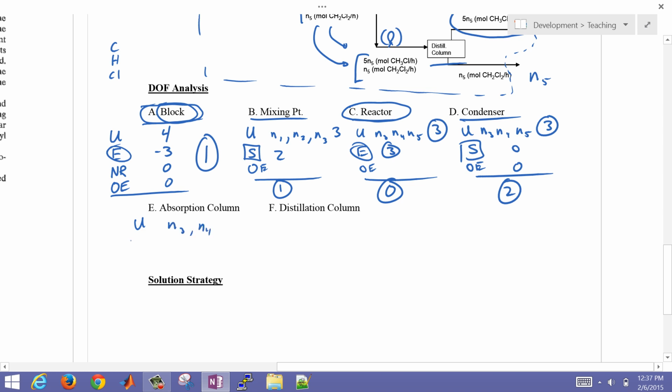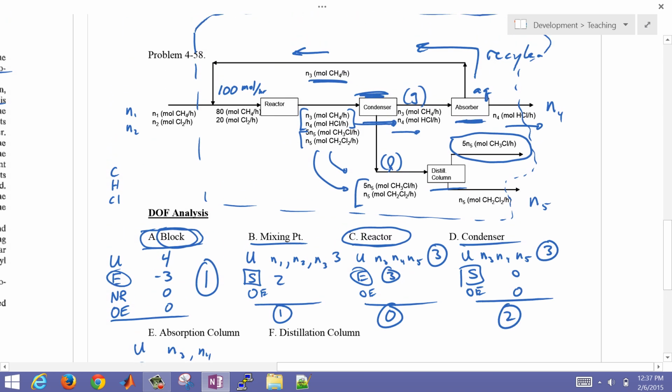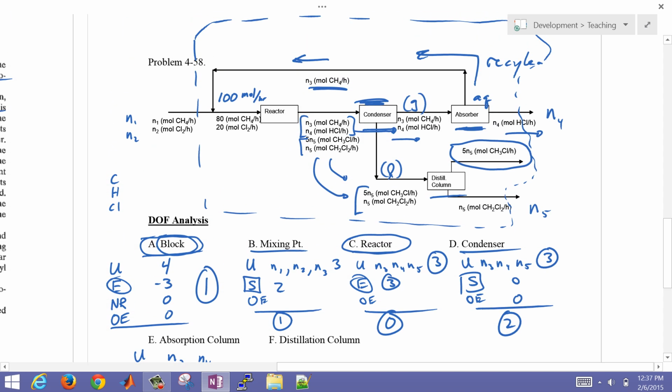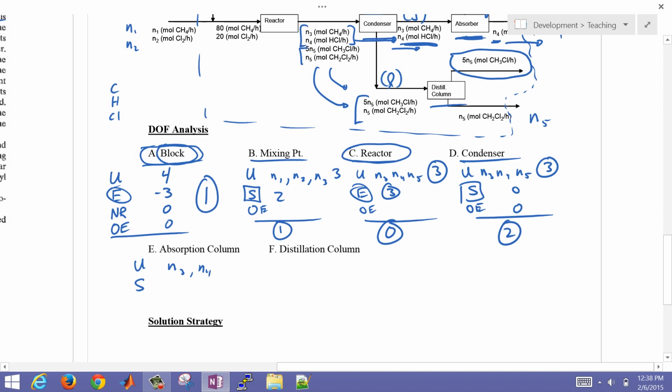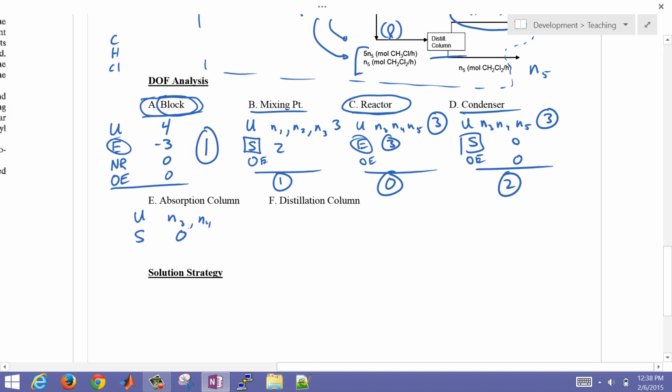And then species balances, again, we don't have any, because you would have to rename this N4, for example. That would be like N6, and then N6 equals the N4 coming in. And again, trivial, we can just eliminate that and say we have no species balances because we named this N4 and we named that N3, just to eliminate those equations. So we have no additional information that we can use to reduce degrees of freedom, and no other equations there as well. 2 degrees of freedom for the absorption column.